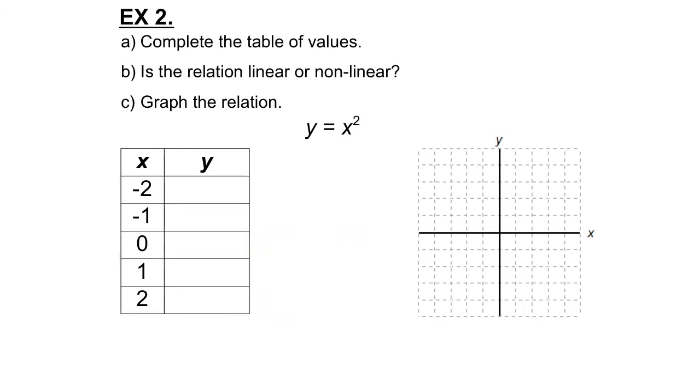We're going to do the same process for this next example. The only difference is the equation. This is y equals x squared. So just remember what squaring means. It means you're multiplying x by itself. So when x is minus 2, it's minus 2 squared. That's the same as minus 2 times minus 2, so y is 4.